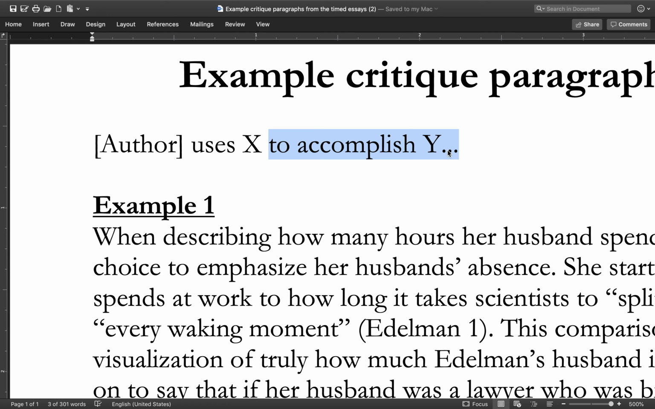And let's say you left out that to accomplish Y part. If you left it out, go to your explanation, and it's probably buried somewhere in there. Look in the E part, the explain part of your critique paragraph, and I bet the to accomplish Y part is already written. It's just written somewhere else in the paragraph. So I have two paragraphs that follow this pattern well, and I want to show you how it works.